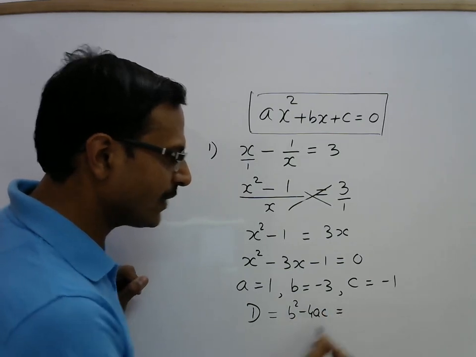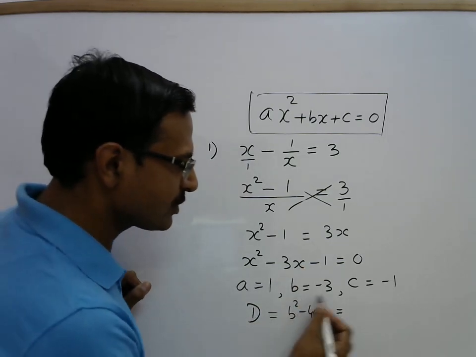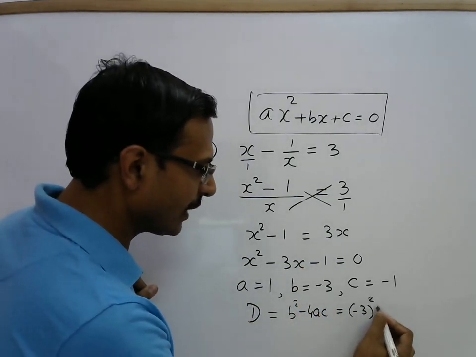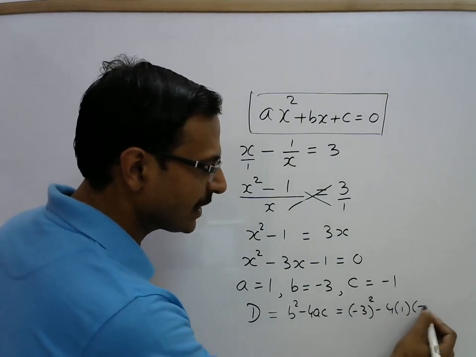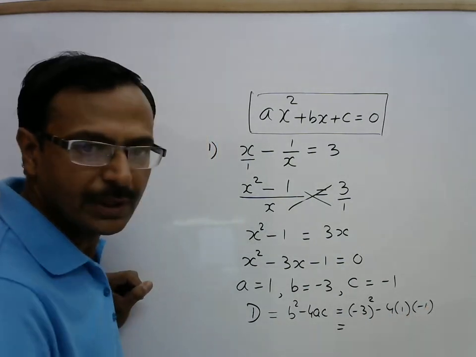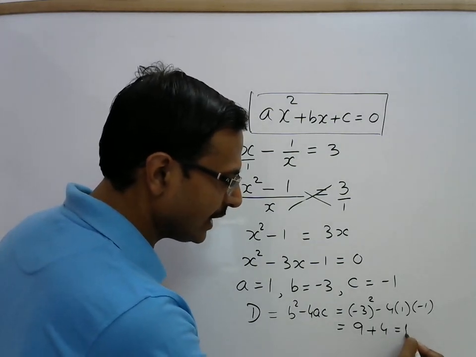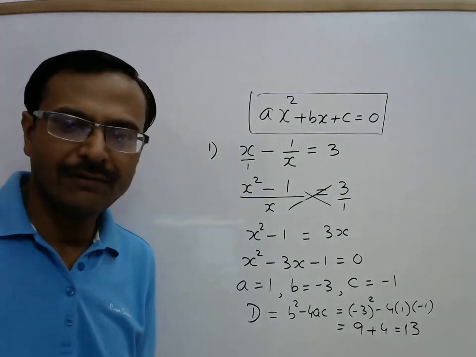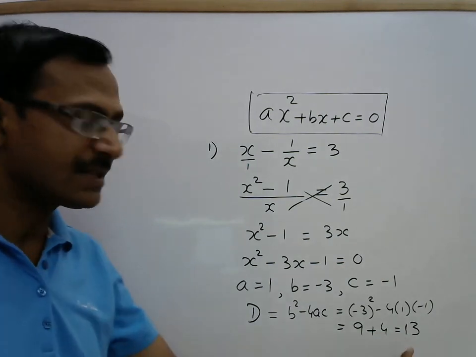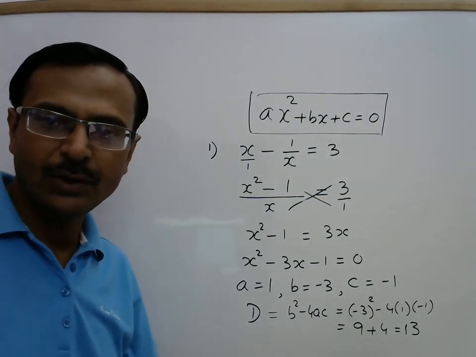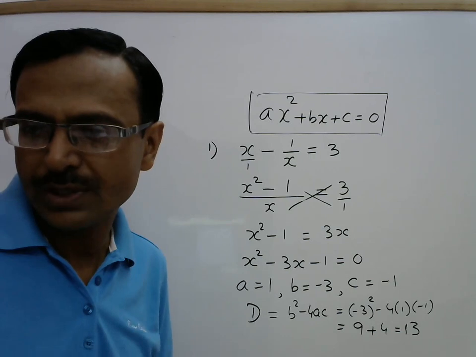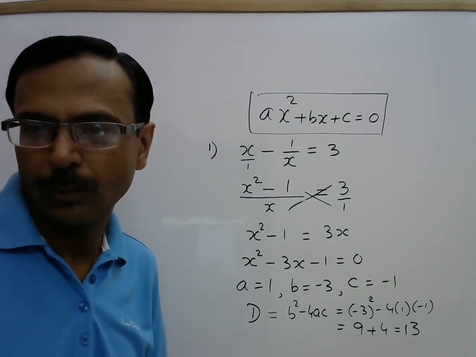Now you have to find this value for this equation. Just substitute the values: minus 3 square minus 4 into 1 into minus 1. So the discriminant comes out to be 9 plus 4, that is 13. For every quadratic equation, you have a discriminant.